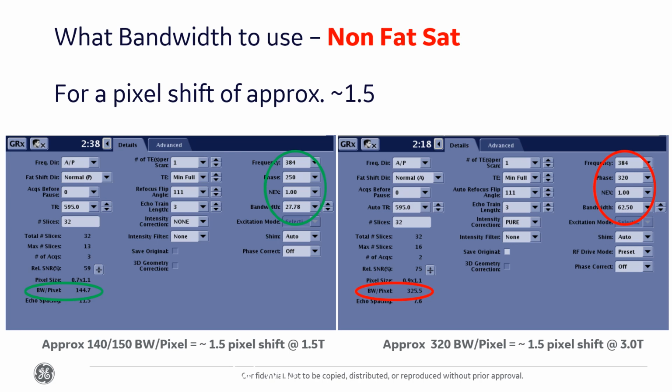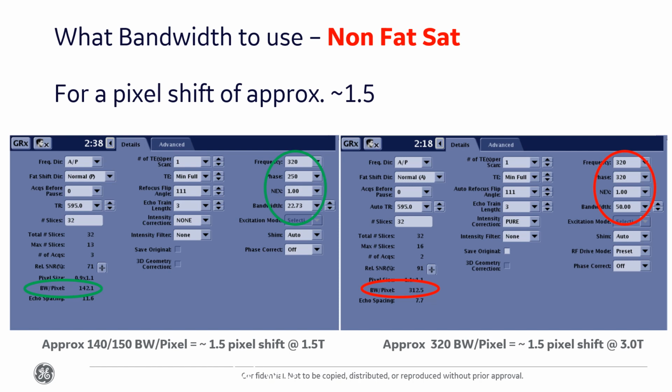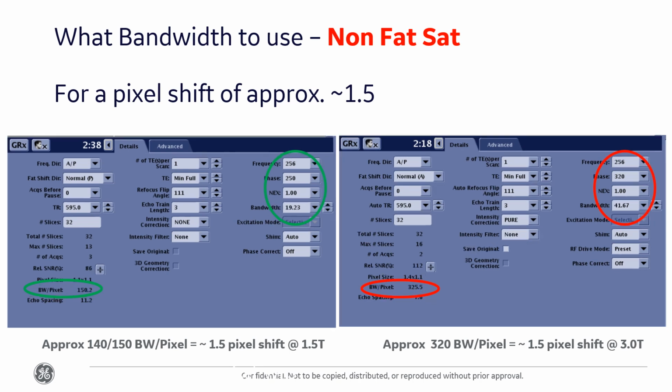As we can see on both 1.5 and 3T systems, as we reduce our frequency matrix, a corresponding drop of our bandwidth selection can maintain the same bandwidth per pixel and keep the same image quality. Again, as we go even lower, we can maintain that same bandwidth per pixel, regardless of the frequency matrix that we select.